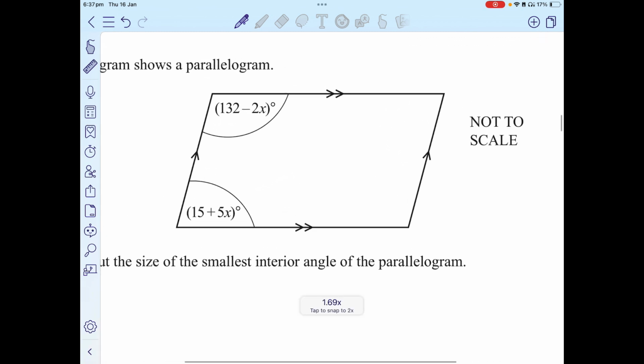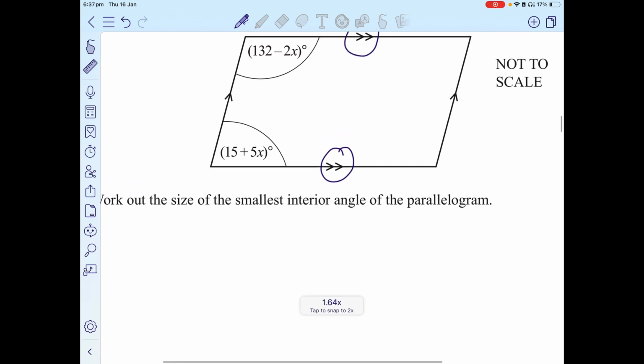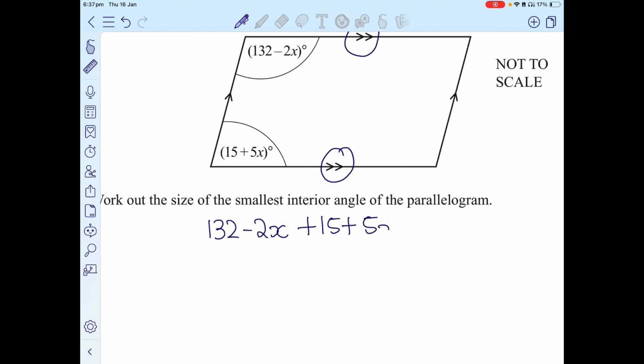Okay, so first of all, we can see that we have two pairs of parallel lines, that means this line and these lines. They both are parallel, and therefore the property of co-interior angles applies. That means the two angles in a parallel line combination would add up to 180 degrees. This will help us to find x. So 132 minus 2x plus 15 plus 5x should equal 180.